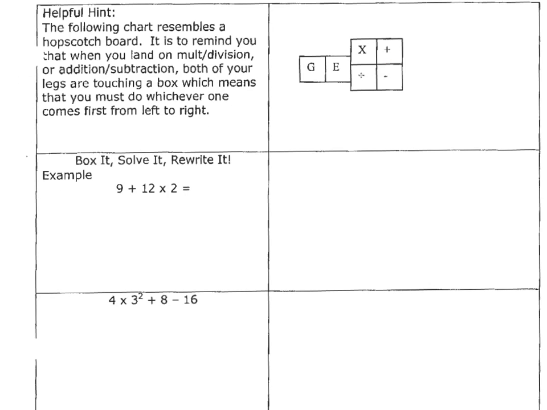Turning over to the next page in your notes, you'll see a hopscotch. And this is a helpful hint in identifying that multiplication and division go together, addition and subtraction goes together. So if you draw out a hopscotch on your paper, it resembles a hopscotch, and it's to remind you that when you land on multiplication or division or addition or subtraction, both of your legs are touching a box, which means that you must do whichever one comes first from left to right.